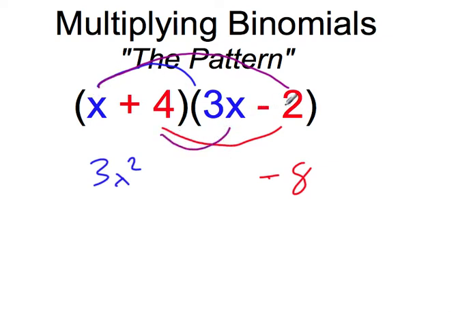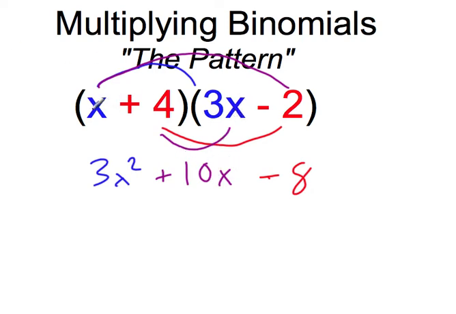Here, x times negative 2 would give me negative 2x, and then 4 times 3 would be 12x. So it's a combination of the negative 2x and the 12x that makes my center term, which would end up being 10x. That makes it a little bit quicker to expand this, to multiply this out, because we know the first two terms will multiply to give me my first term, the last two terms will multiply to give me my last term, and then it's a combination of this purple outside and this purple inside that would end up giving me the center term.